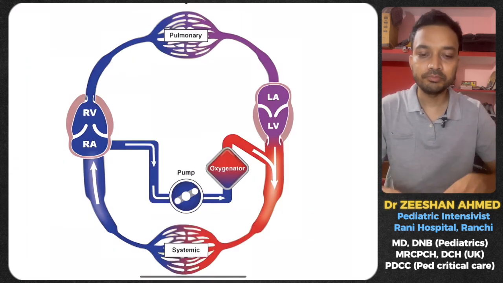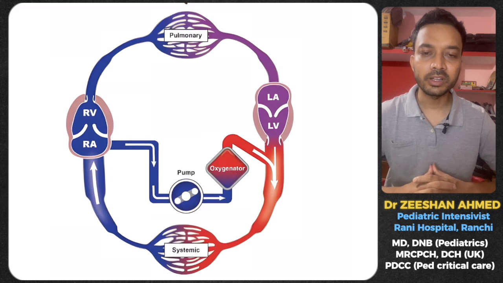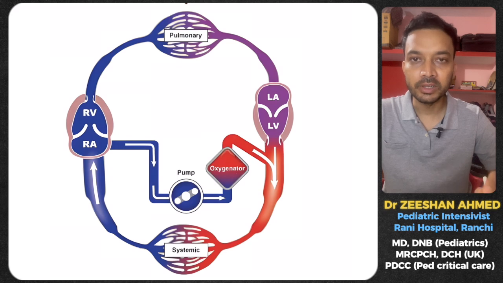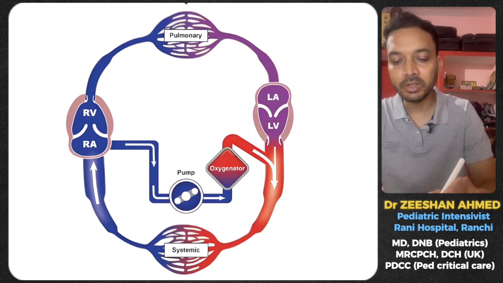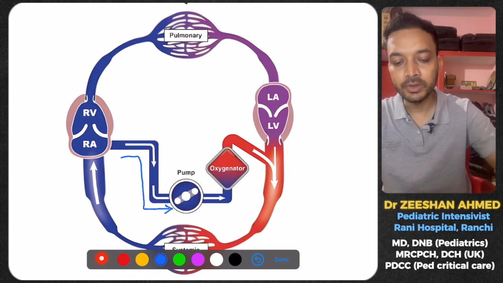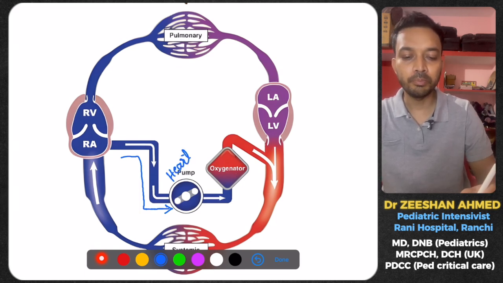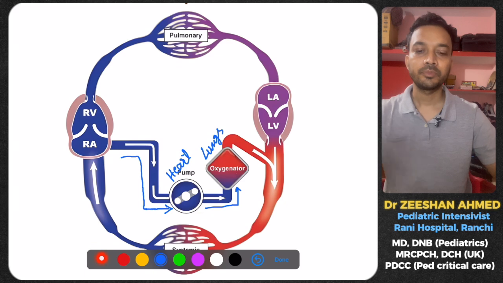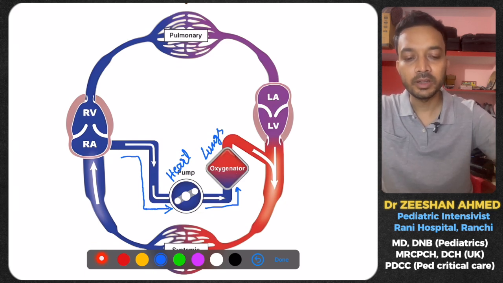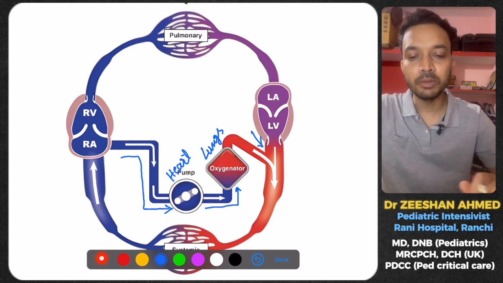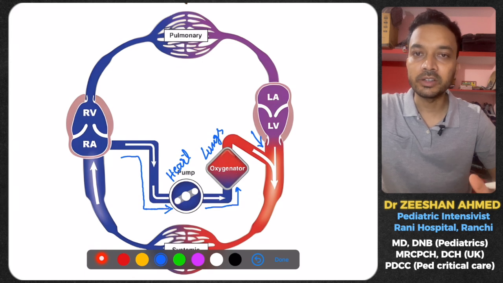Here is a visual representation of what an ECMO does. So it totally bypasses the pulmonary blood, and the blood from the right atrium goes into the pump, which is acting as the heart. And from the pump, it is going to the oxygenator, which is acting as the lungs. And from the oxygenator, it is going into the aorta. So it is totally bypassing the pulmonary circulation, and it is taking up the function of both the lungs and the heart.